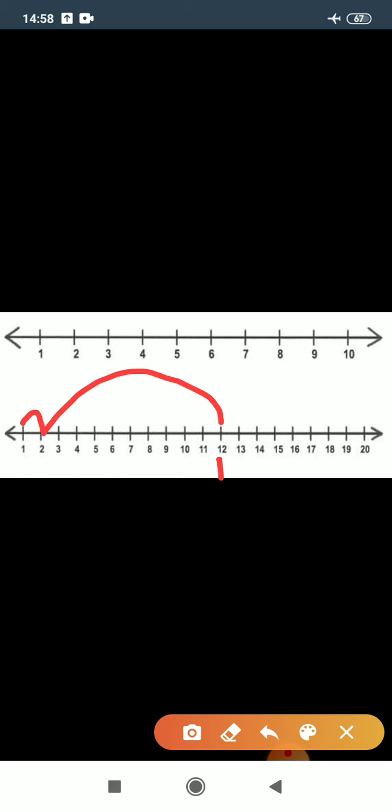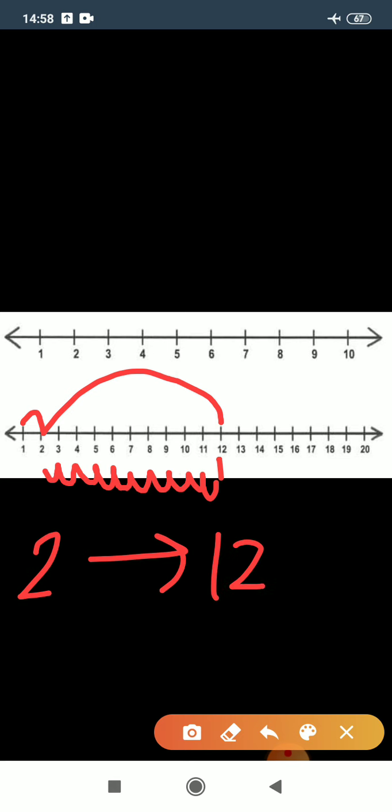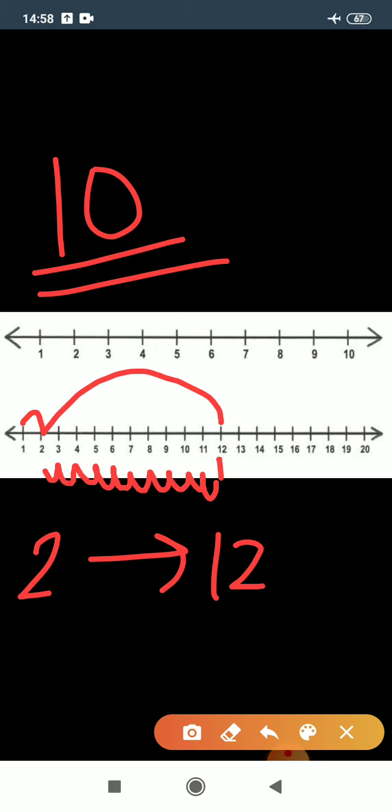So let's see, counting from 2 to 12: 1, 2, 3, 4, 5, 6, 7, 8, 9, 10. So from 2 to 12, how many jumps had he taken? He had taken 10 jumps.